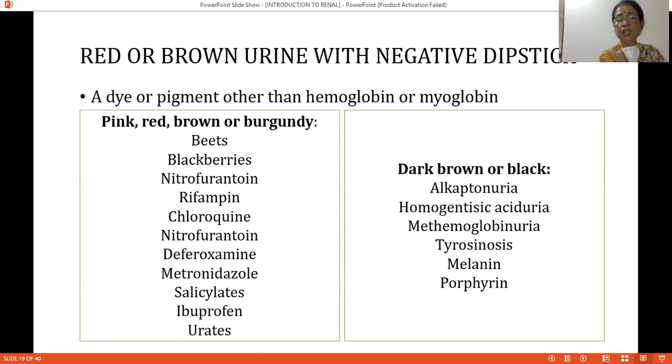Then dark brown urine, these are disease related, inborn errors of metabolism. You may get alkaptonuria, homogentisic aciduria, methemoglobinuria, tyrosinosis, melanin, and porphyrin.